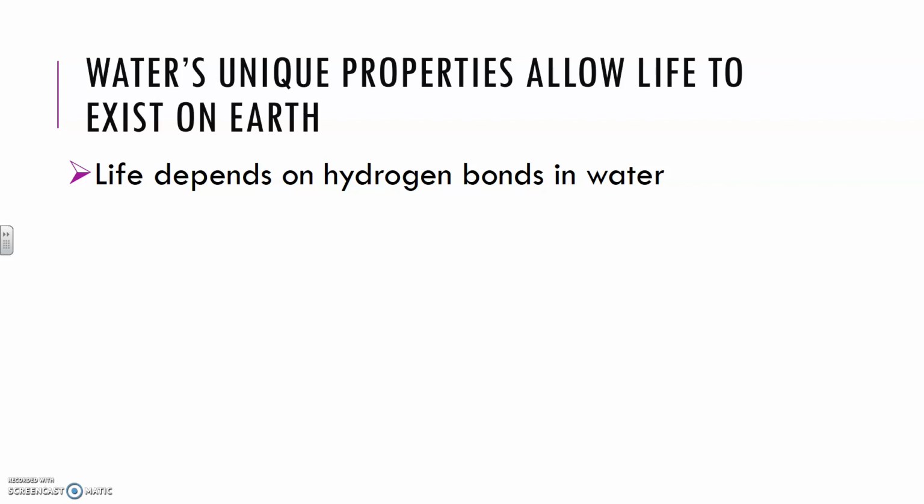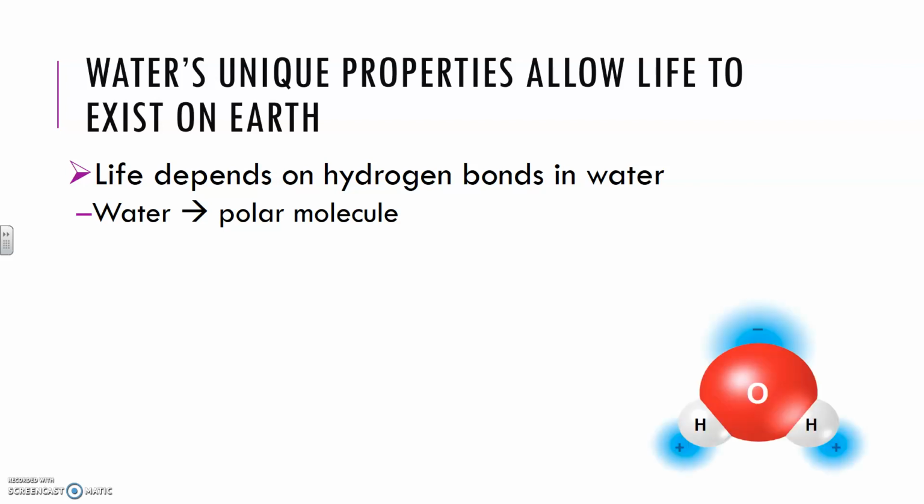So, life depends on the hydrogen bonds in water. You might remember when we talked about hydrogen bonds last year, but water is a polar molecule. So this means that it has two different regions on the molecule. It's going to have one negative region next to the oxygen, and then it's also going to have a positive region next to the two hydrogens.